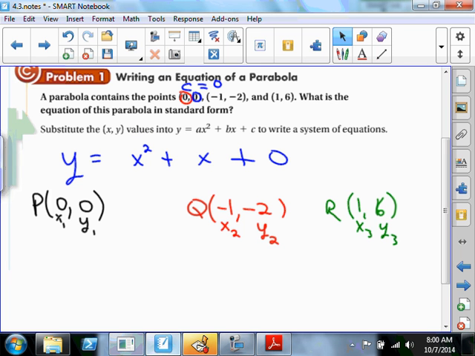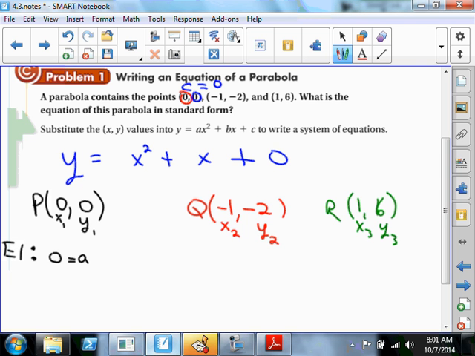Here we go. Our first equation is going to look like this. Our first equation, I'm going to call it E1. That just is short for equation number 1. It's going to look like this. I'm going to substitute into standard form, so I'm going to replace y with the y value. So y1, 0, equals, I don't know what a is. I'm trying to find a, so a is going to remain a variable in this context.